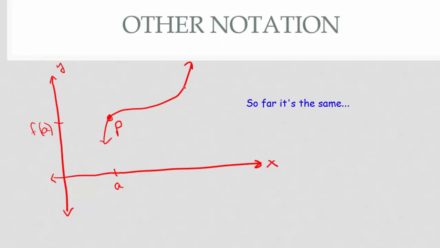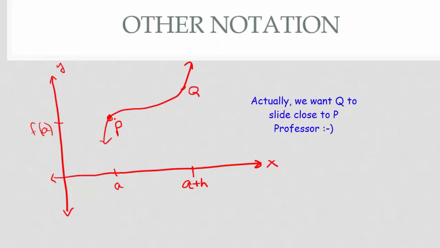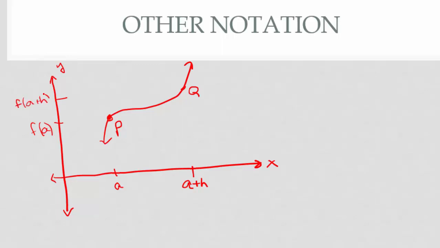It's what we call Q that we change up our notation just a little bit. Instead of calling Q x and f of x, what we do is we say that the x-coordinate of Q is just slightly beyond the x-coordinate of P. So instead of calling it x, we call it the x-coordinate of P, which is a, increased by some small value h. Remember, we want P to slide close to Q, so we want h to be very small. Well, if the x-coordinate of Q is a plus h, then its y-coordinate is f of a plus h.